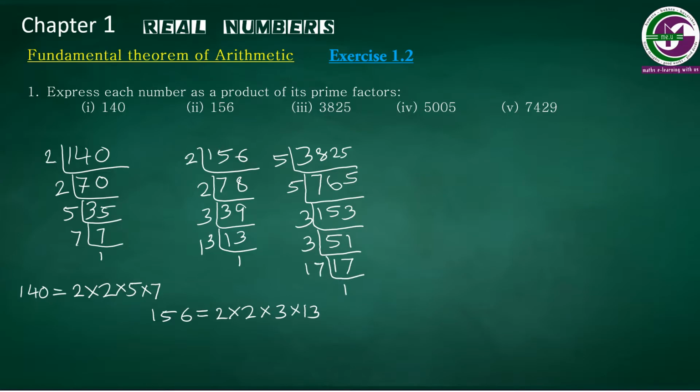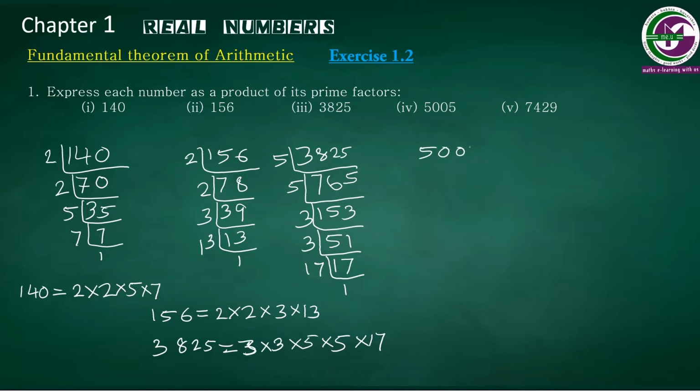So we'll stop. 3825 can be written as 3 times 3 times 5 times 5 times 17. Okay. Now the next number is 5005.